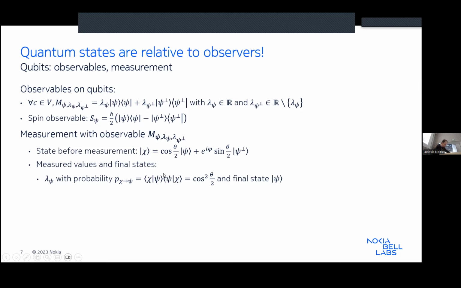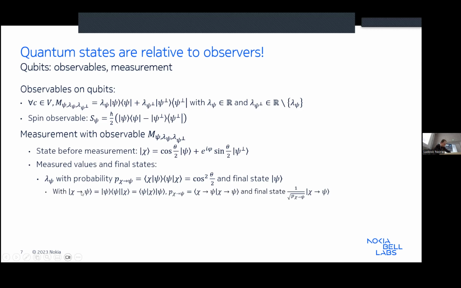In addition, you can also see this as the projector on psi, on which you apply the ket chi on the right and the bra chi on the left. And so it can also be expressed like this. And the value, if you do the calculation, is quite easy. You find the square of the cosine of theta divided by 2. And so we observe this value, and the final state will be psi. This is part of the postulates of quantum mechanics.